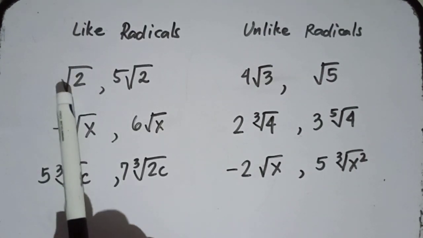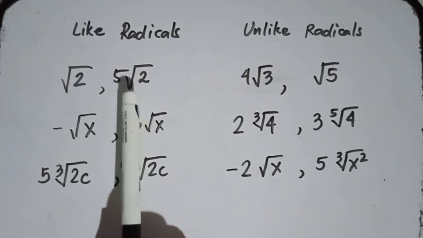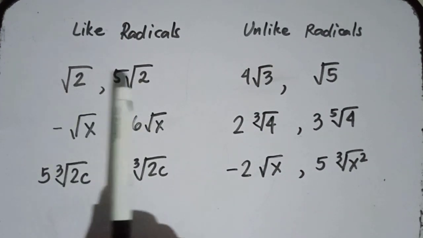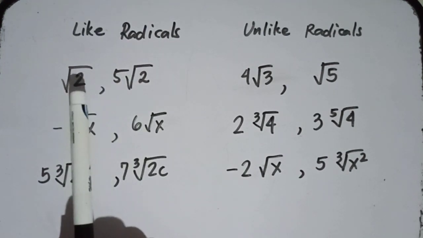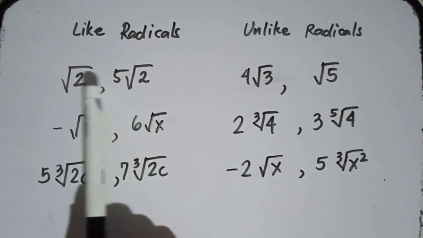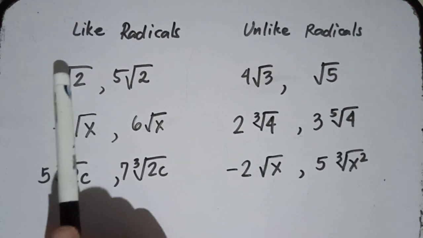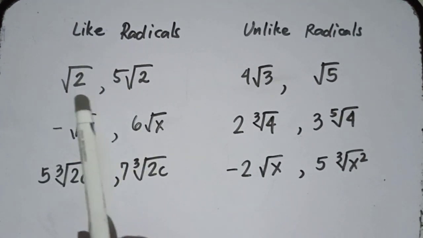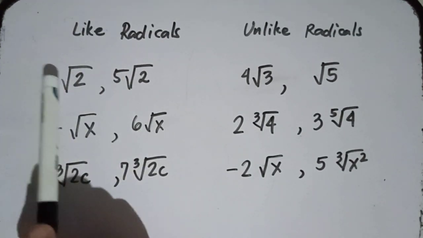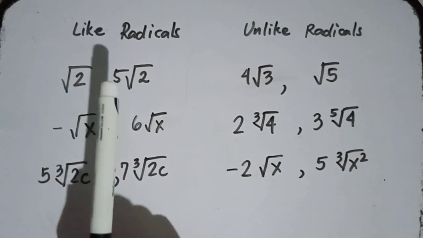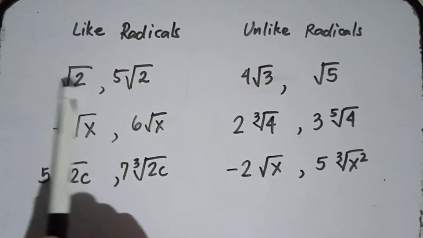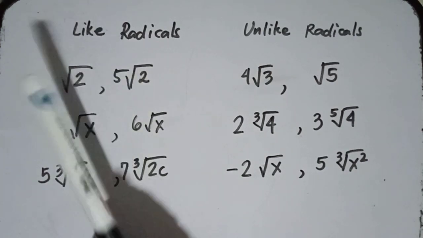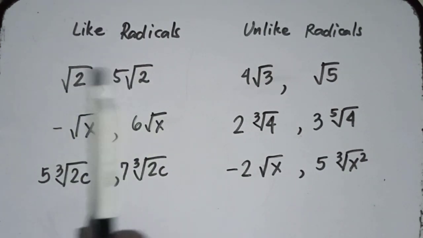So as you can see, we have square root of 2 and 5 square root of 2. So they are like radicals because they have the same radicand which is 2, and then they have the same index which is also 2. So yung coefficients nito ay 1 at saka 5. So we can say that these radicals are like radicals, okay?